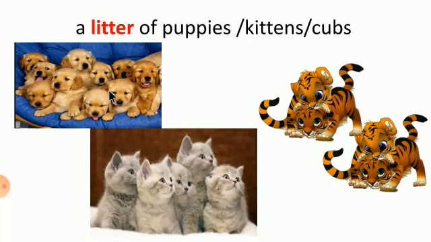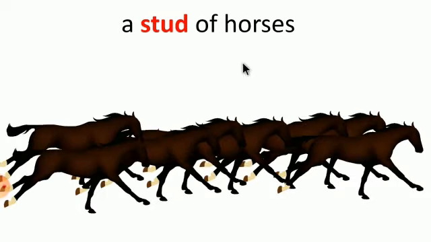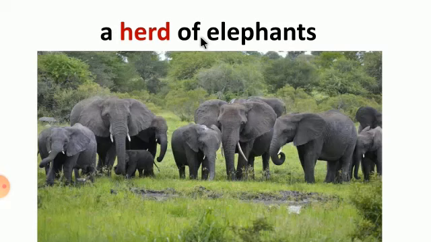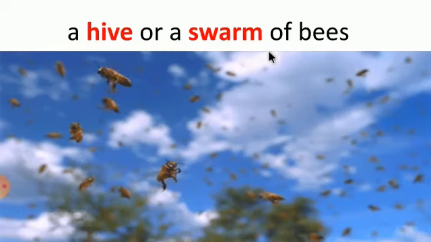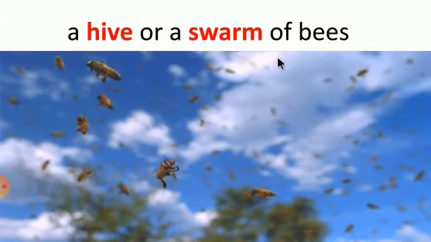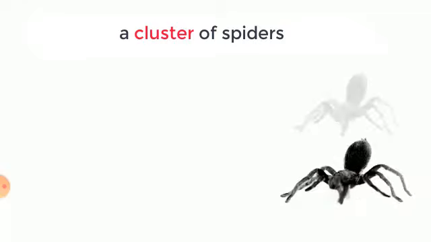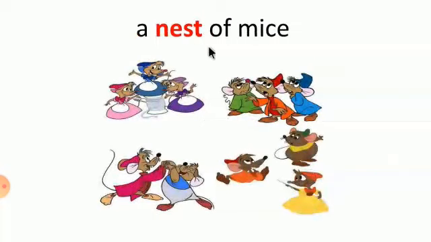A litter of puppies, a litter of kittens, a litter of cubs. A drove of sheep, a stud of horses, a flight of birds or a flock of birds, a herd of elephants, a pride of lions, a hive or a swarm of bees. A cluster of spiders. A nest of mice.